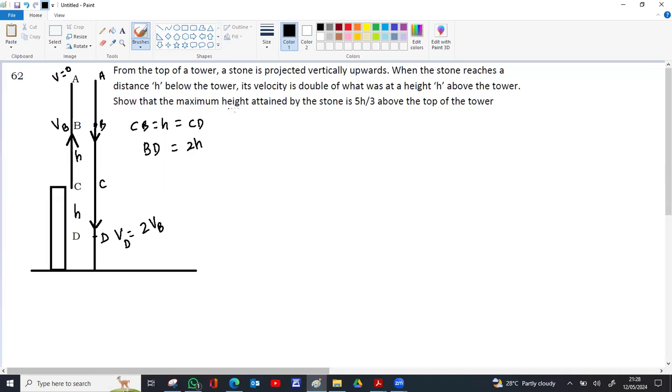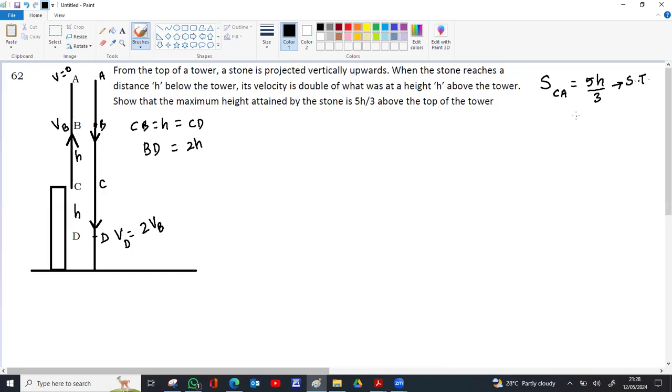Now show that the maximum height attained by the stone is S of CA. S from C to A is equal to 5h by 3. This is what you have to show.